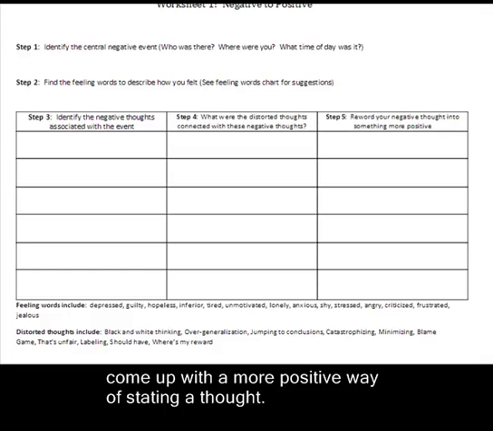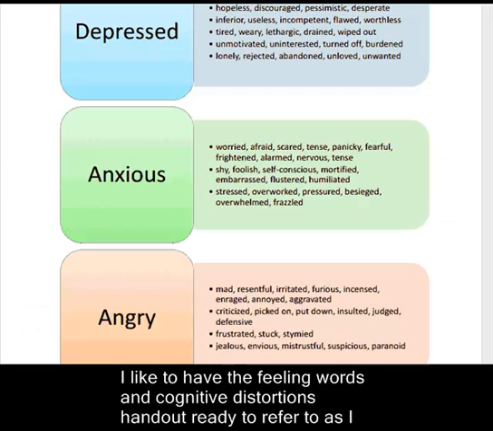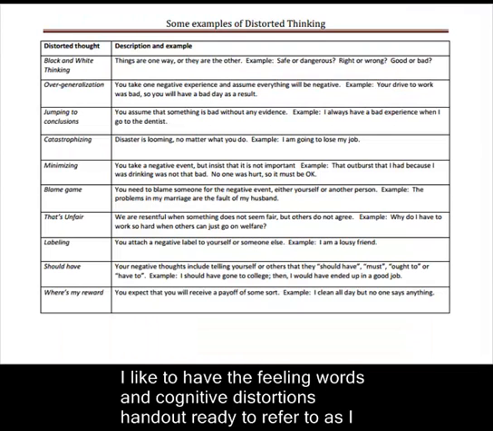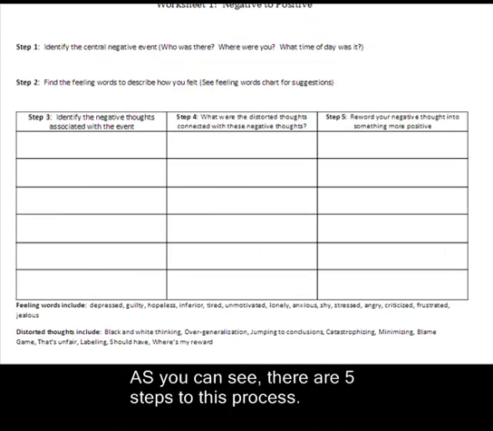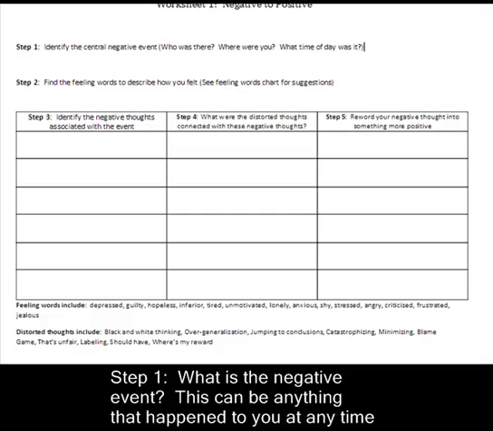I like to have the feelings words and the cognitive distortions handouts ready as I complete this worksheet. It will help me to describe my thoughts in a structured way. As you can see, there's 5 steps to this process. Step number 1, what is the negative thought or event?